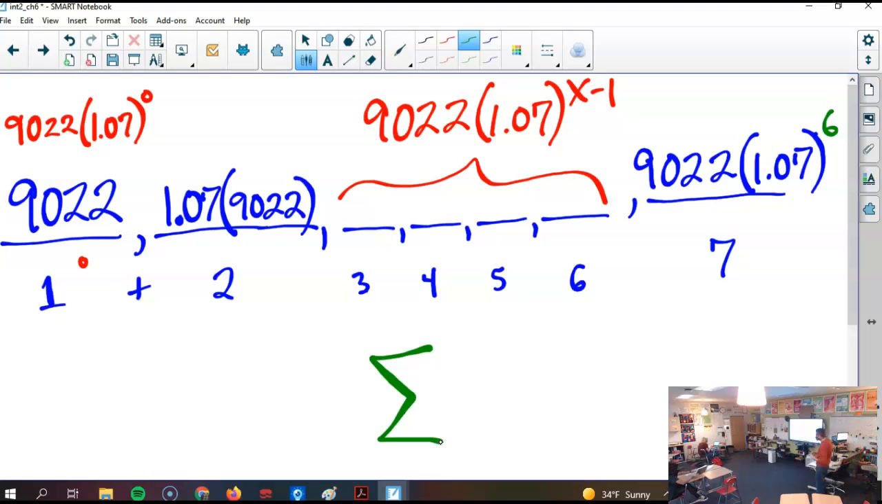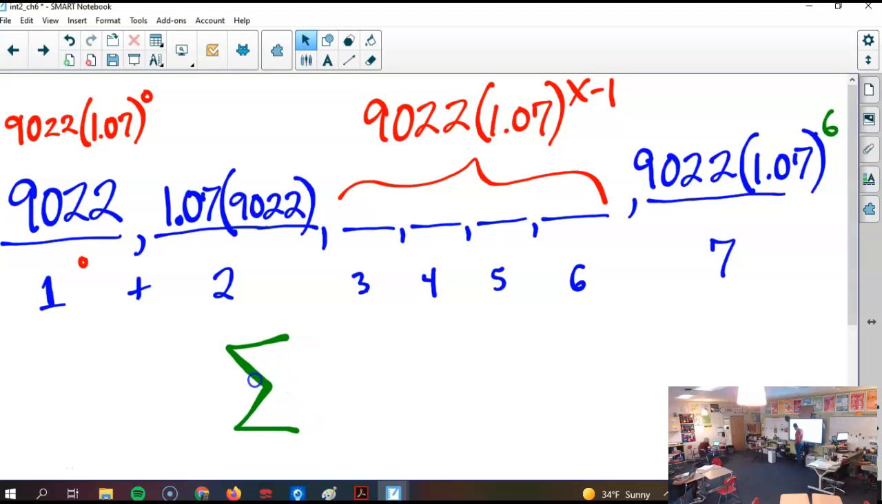Okay, then look at this. Start at this value, go to this value. Oh, that makes sense. What makes sense? What they said. Start at this value, go to that value. That's how you write it.